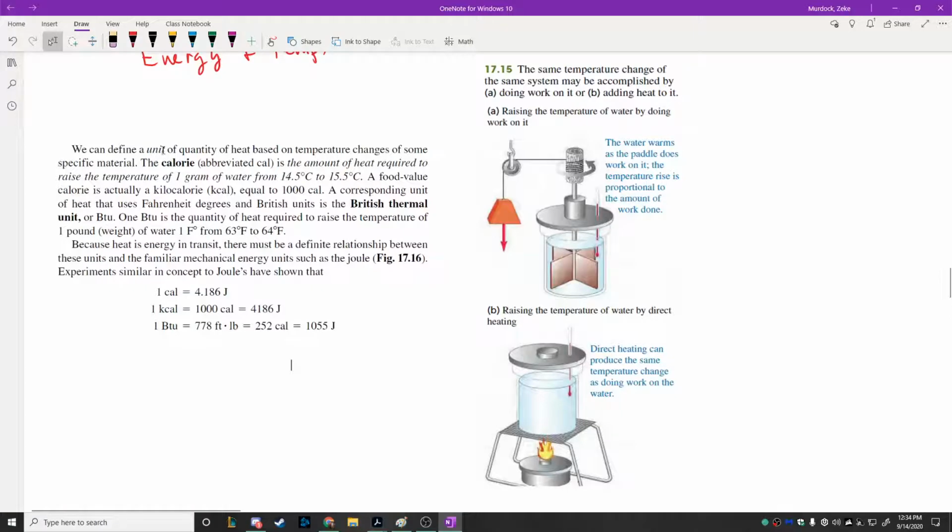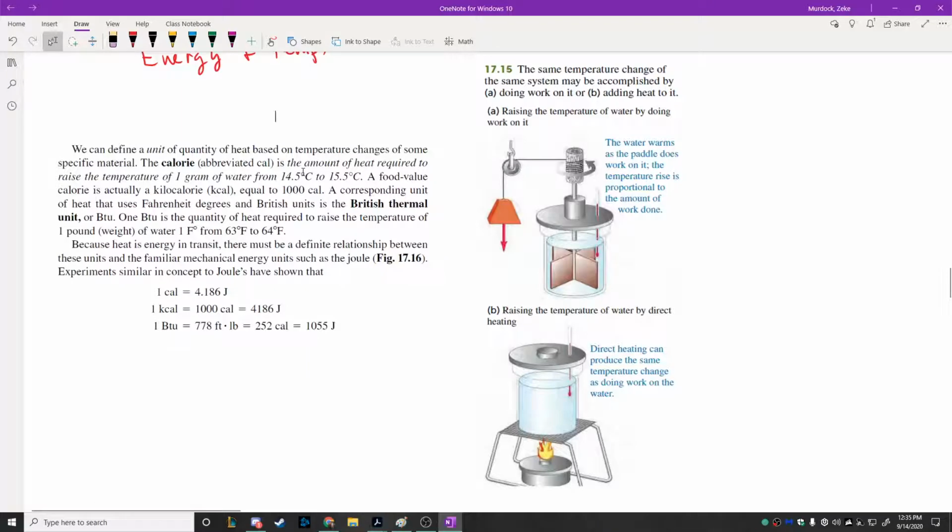All right, let's read what this says right here. It says, we can define a unit of quantity of heat. Quantity of heat would be the amount of heat, right? Based on the temperature changes of some specific material. So you pick a material, in this case, water. The calorie, which is something you guys have heard of before because we use it to describe the energy contents of food, is the amount of heat that's required to raise the temperature of 1 gram of water specifically from 14.5 degrees Celsius to 15.5 degrees Celsius.